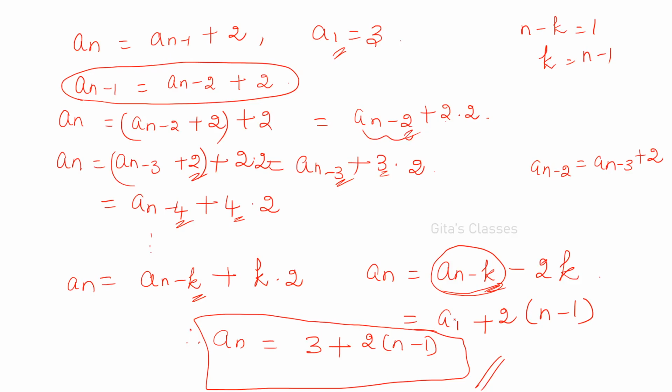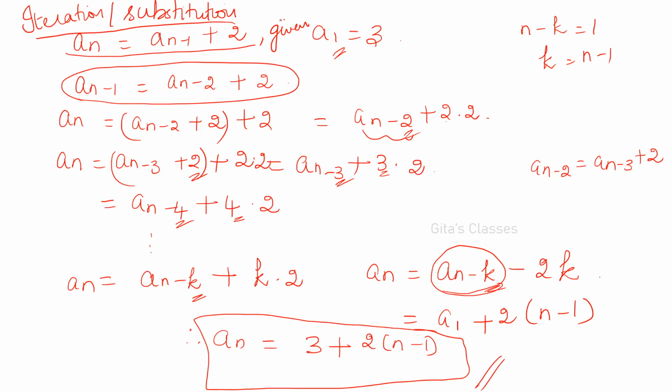And solving the recurrence relation now, this is the iteration method. Solve the recurrence relation, and this is the question: a_n is equal to a_(n-1) plus 2, given a_1 is equal to 3. This is the substitution method or iteration method. This is also called the substitution method. So what you have to do is, you keep on substituting these values, right? So a_n is equal to a_(n-1) plus 2. So a_(n-1) can be written as the previous value plus 2.